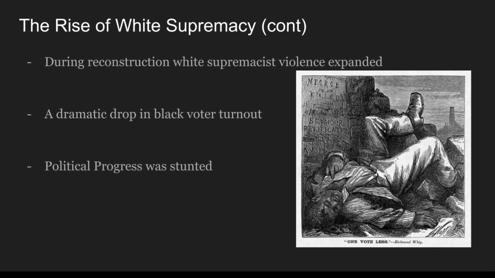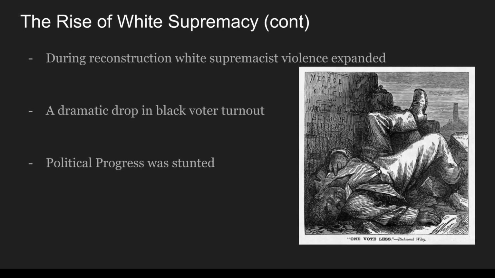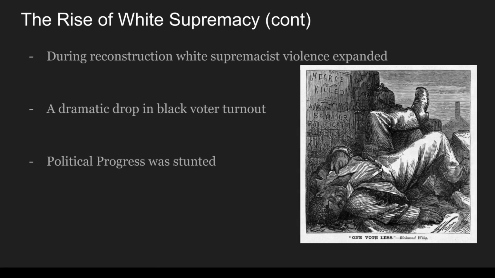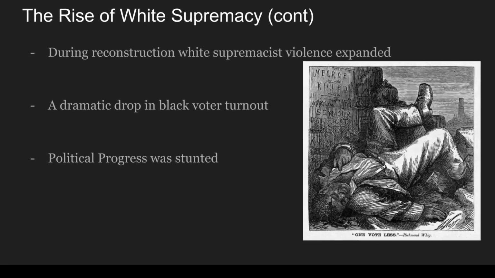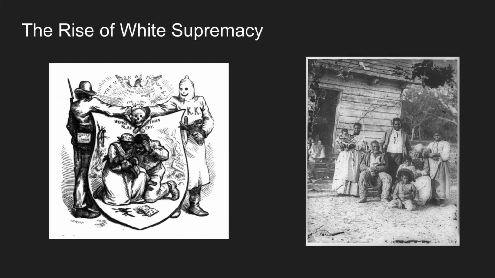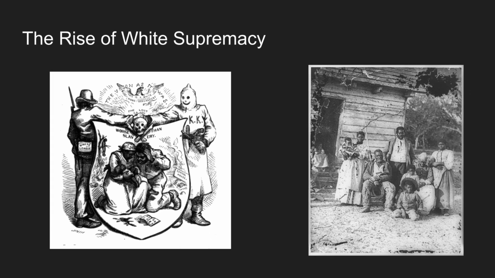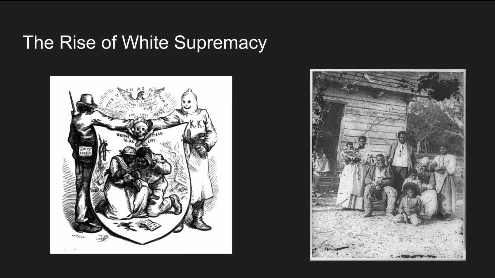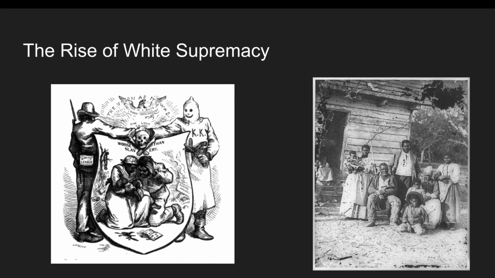The rise of white supremacy continued. During Reconstruction, white supremacist violence expanded, there was a dramatic drop in Black voter turnout, and political progress was stunted due to white supremacists murdering and killing innocent Black families. White supremacy in the South was one of the reasons why Reconstruction ended so early. This was the violence these white men created for Black families just trying to create normal lives for themselves.